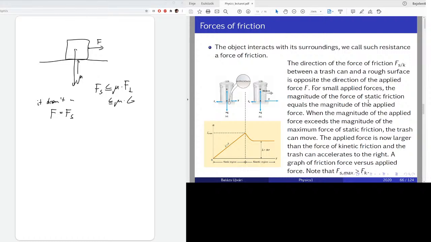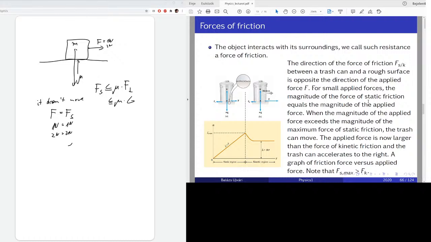How can that be? That means if I pull with 1 Newton, it has to be 1 Newton. If I pull with 2 Newton, it still doesn't move. It has to be 2 Newton. So the static force, I didn't change anything. I didn't change the mass of the body. I didn't change the mu of the surfaces. So the static force is a force that tries to be equal to the external forces, but it has an upper limit.